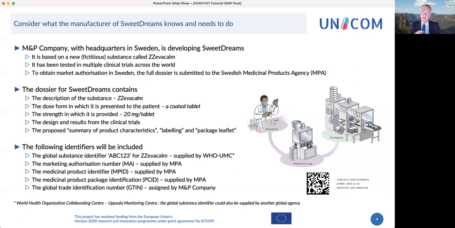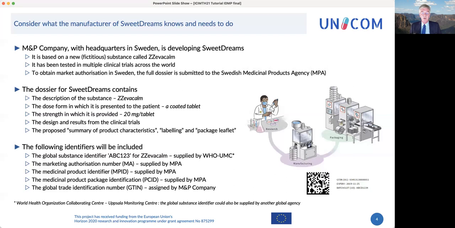So there's things from the research part, there's things from the manufacturing part, and there's things from the packaging part, because all three of them have a role in actually identifying a medicinal product.